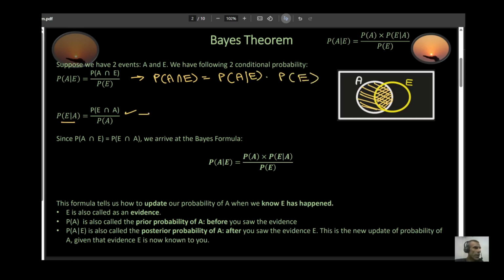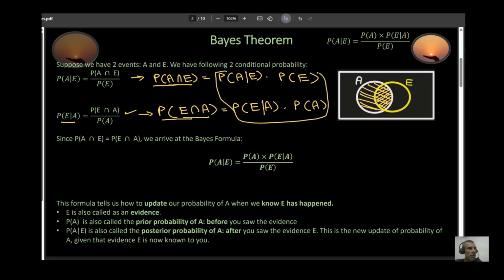And likewise, from here, I can derive my probability of E given that A has happened equals probability of E such that A has taken place times probability of A. Now my A intersection E is same as E intersection A. In other words, probability of A intersection E is same as probability of E intersection A. So I can equate these two expressions. Equating these two expressions, rearranging the terms, you get this formula right here. This is your Bayes formula.